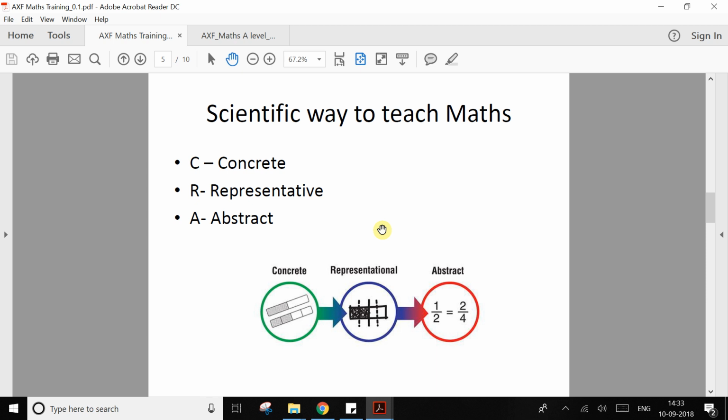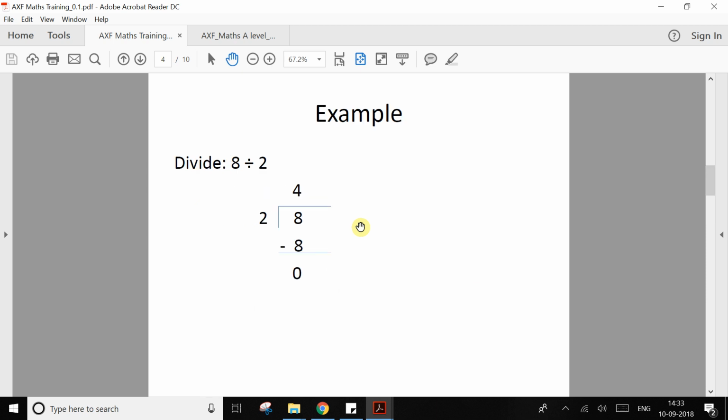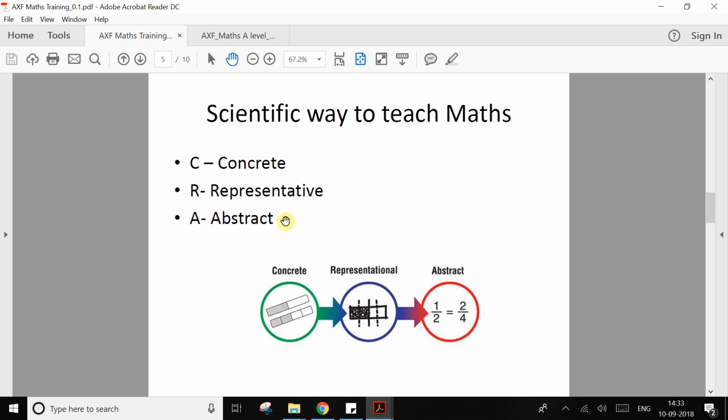The method is simple. It can be written in an acronym called CRA. C stands for concrete, R stands for representative, and A stands for abstract. The division sum we saw as an example here is actually an abstract sum. We directly enter into abstract teaching of mathematics.